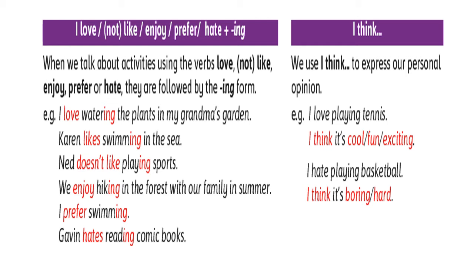Let's go to the grammar reference at the back of the book. Love, like, enjoy, prefer, hate, plus ing. When we talk about activities using the verbs love, like, enjoy, prefer, or hate, they are followed by ing. For example, I love watering the plants in my grandma's garden.